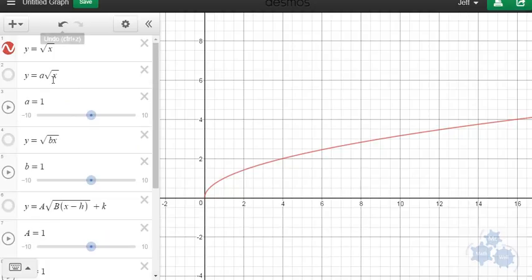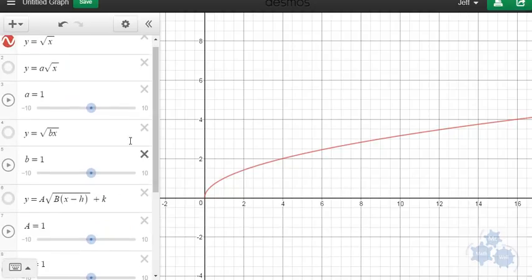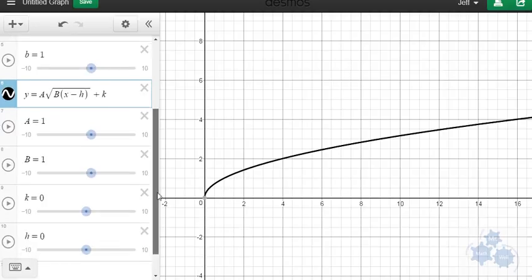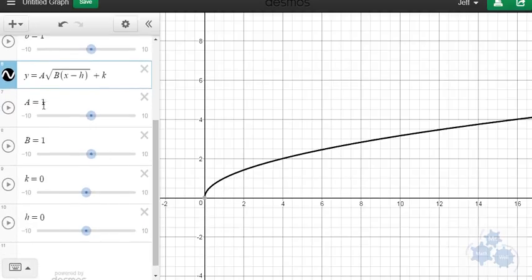Desmos over here. Okay, so where are we? Let's use this one here. So there's our root x. I'll leave that there. So I'm going to get this one lit up here. There we go. Right now, the parameters are set to a equals 1, b equals 1, k is 0, h is 0. That really means that we have y equals square root of x. That's it. So it's the same.